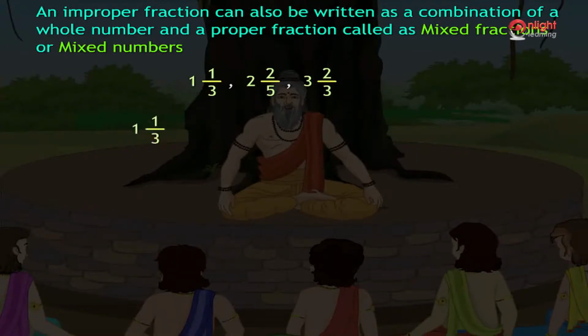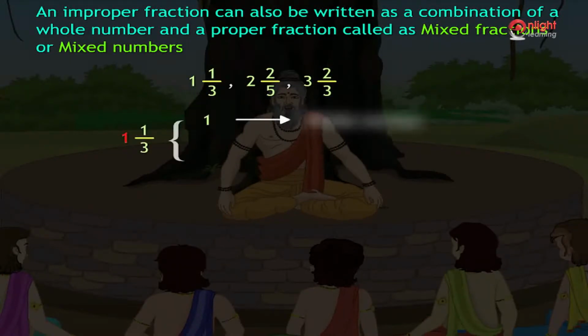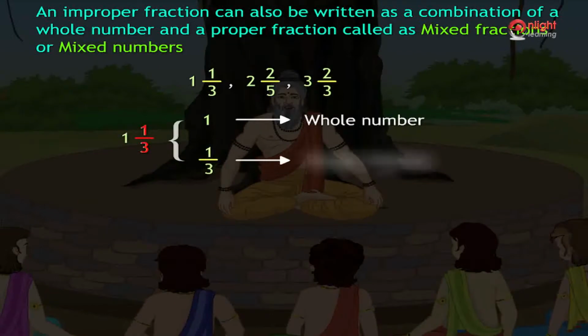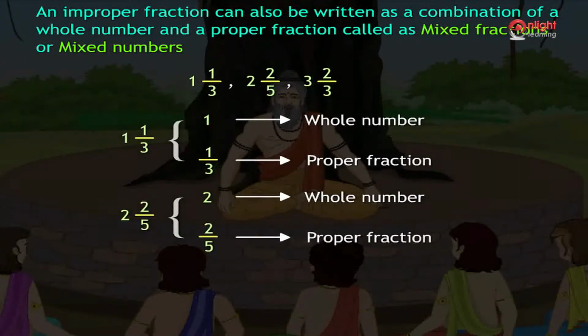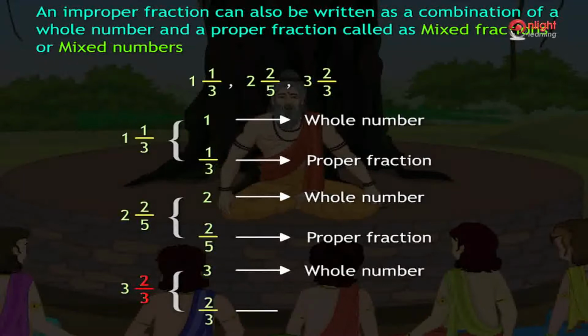In 1 1 by 3, 1 is a whole number and 1 by 3 is a proper fraction. And in 2 2 by 5, 2 is a whole number and 2 by 5 is a proper fraction. Similarly, 3 2 by 3, 3 is a whole number and 2 by 3 is a proper fraction.